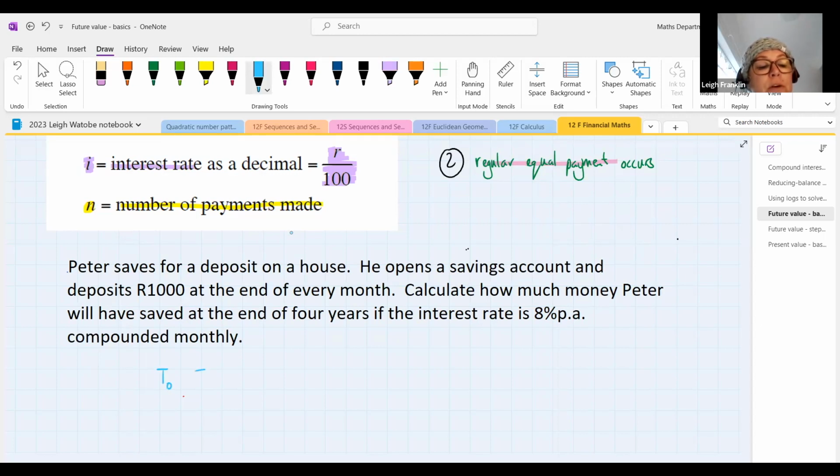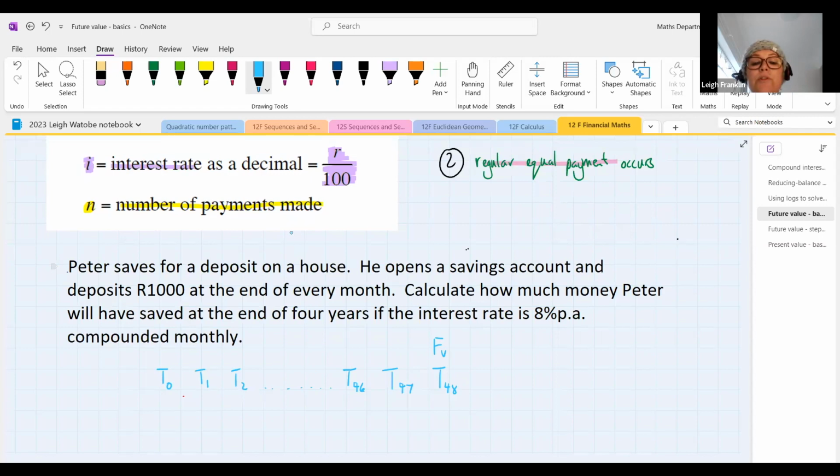So we've got T0, T1, T2. These are the months. And we're not going to go all the way down to the end. In 4 years, how many months would there be? There would be 48, isn't it? So that we've got T46, T47, T48. And here, Peter wants his future value.